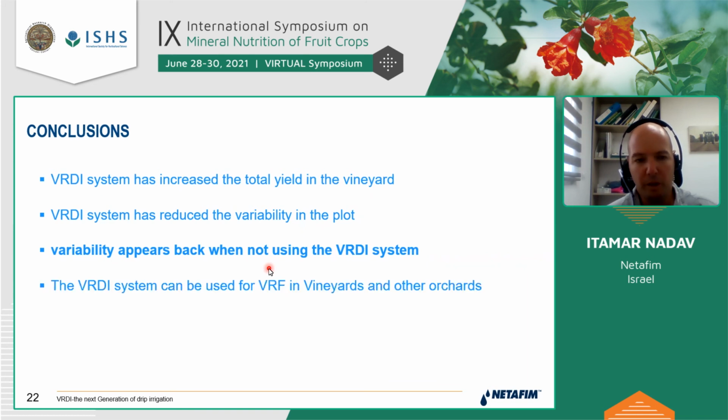And also the VRDI system can be used for variable rate fertigation in vineyards and in general in other orchards, and it has good potential, but we still need to do further R&D activity on the deficiency detection, because it's very crucial to be very specific and very accurate about it.